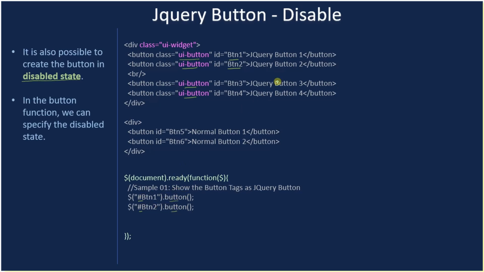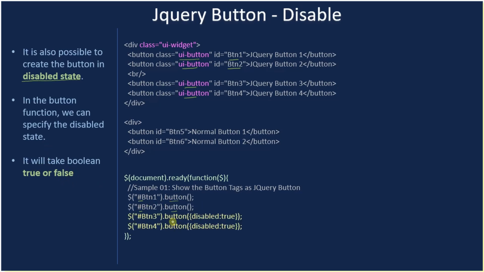Alright, this will convert these two into a jQuery button, but you won't see much difference because it's already a UI button, and converting that into the button visually doesn't show much difference. The visual appearance is brought to you by means of this CSS class, right? So in the button function, we can specify the disabled state. It will take Boolean true or false.